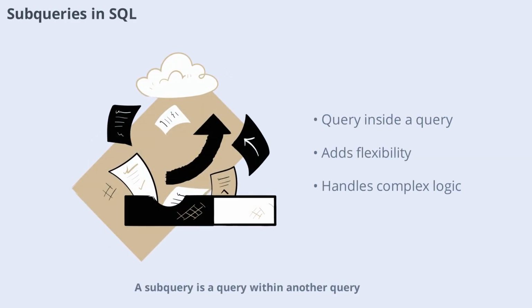A subquery is a query within another query. Subqueries help you perform complex operations like filtering results based on calculations or other tables. For example, you can use a subquery to find customers who placed the largest order. Subqueries add flexibility and depth to your SQL skills.